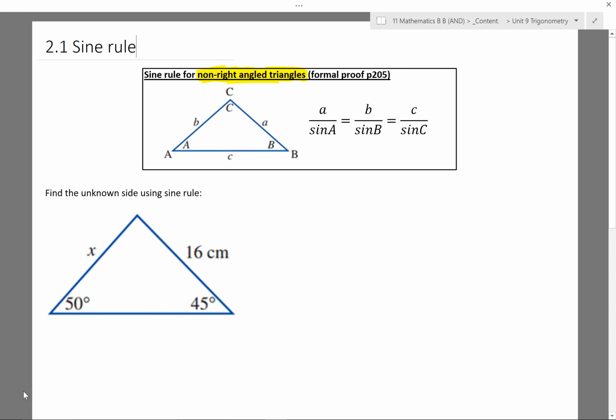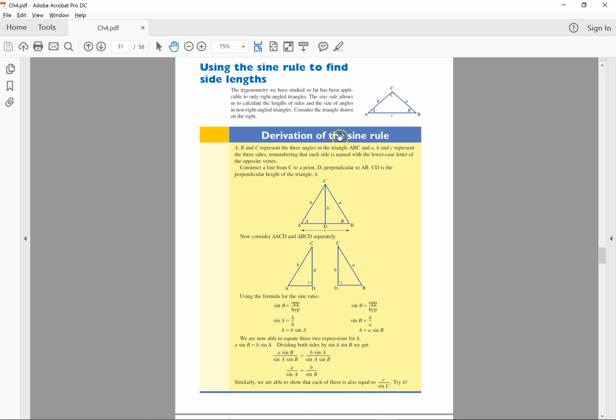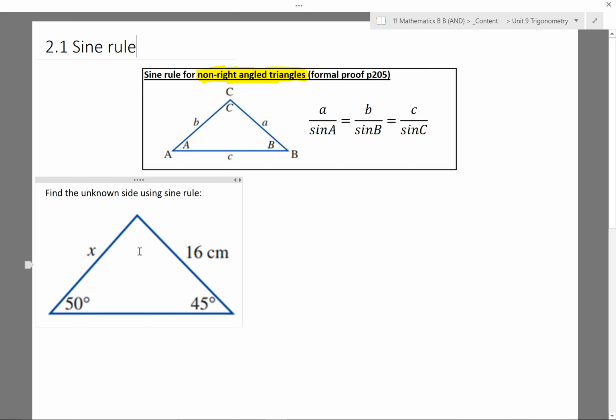This lesson is on the sine rule and it's used for non-right angle triangles. Here's the rule in a box for you to have a look at. If you want to look at a formal proof of the rule, you can look at it on page 205 of the textbook and get excited about that. The sine rule is for non-right angle triangles.